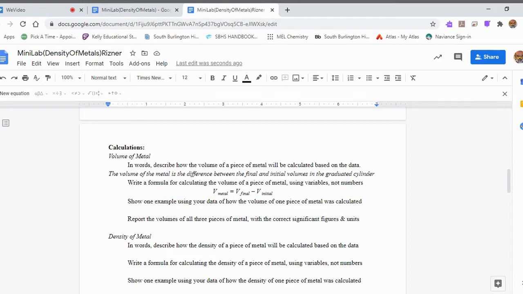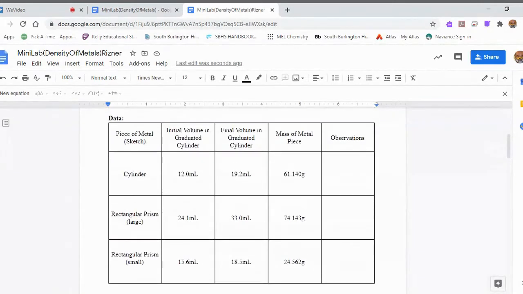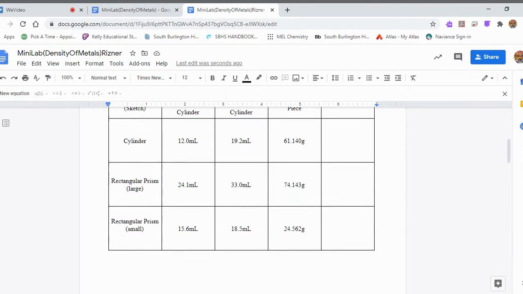So the volume of the metal would be the final volume in the graduated cylinder, in this case 19.2, subtracting the initial volume in the graduated cylinder, in this case 12.0.